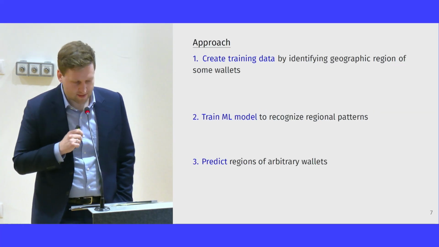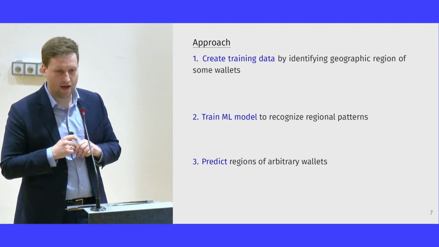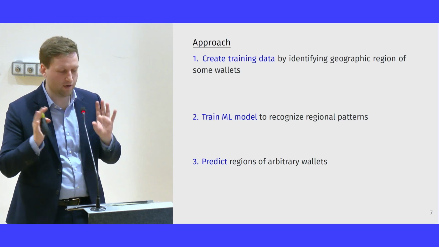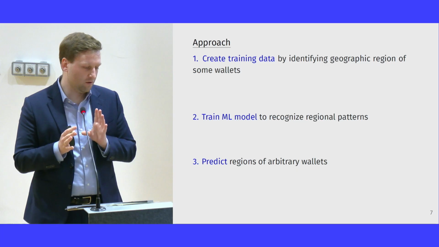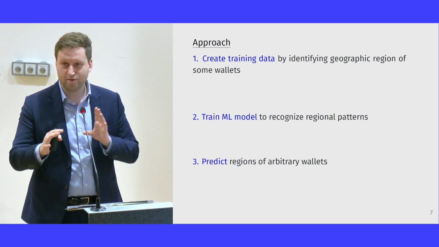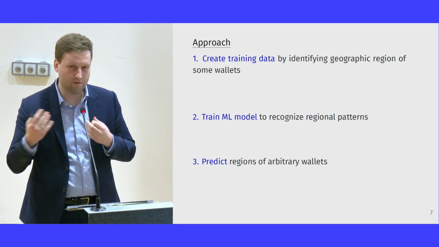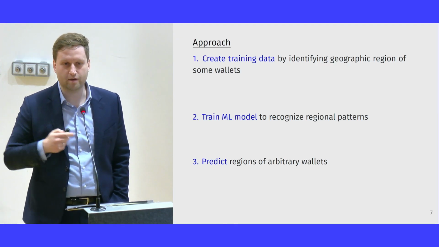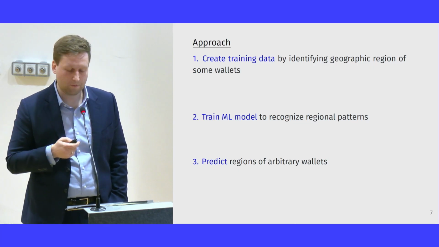So the approach has 3 steps. First, I'm creating some training data by identifying the geographic region of some wallets, so kind of a subset where I think I get a better estimate. Then I train a machine learning model that basically recognizes patterns of what people typically like to do in certain regions when they use stablecoins or crypto in general. And then I can predict the region of an arbitrary wallet, even though I might not have at the start had a good idea of where they're from.